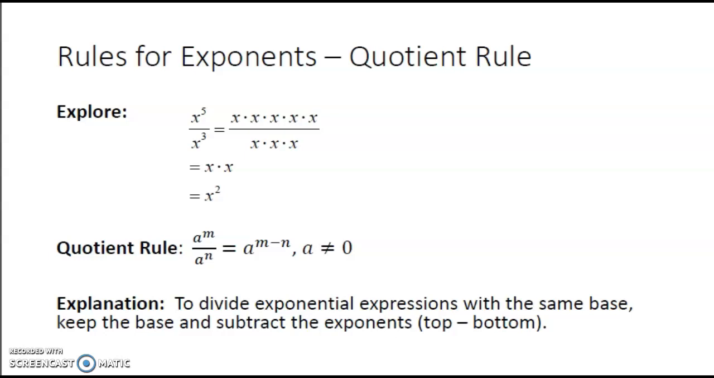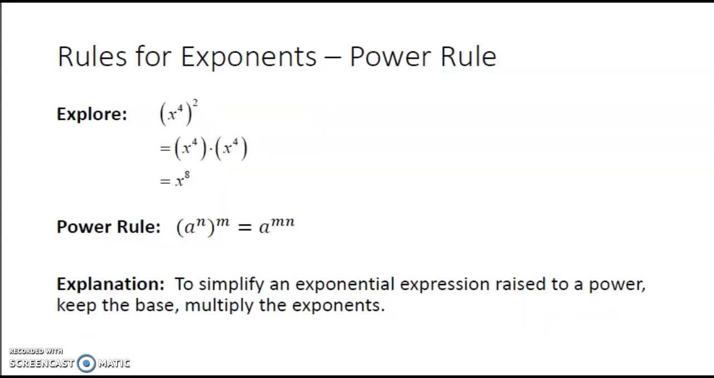Okay, so let's move on to our next rule, which is the power rule. So here we have an exponential expression raised to another power. We're going to explore what happens when we look at x to the fourth raised to the second power. So we're going to think about the exponent on the outside of the parentheses first, the exponent of 2, and the base here would be this expression x to the fourth. Now, using just the definition of an exponent, we would take that base, x to the fourth, and multiply it by itself twice, in this case, because that exponent is 2.